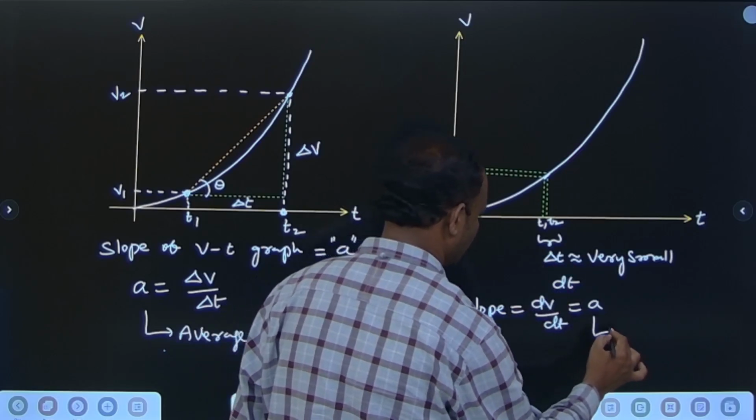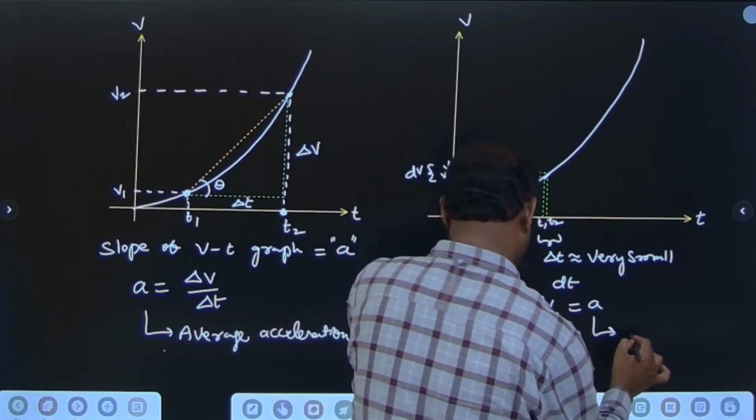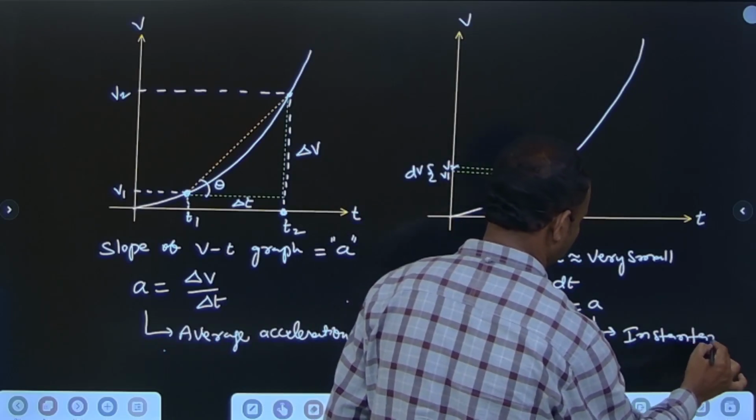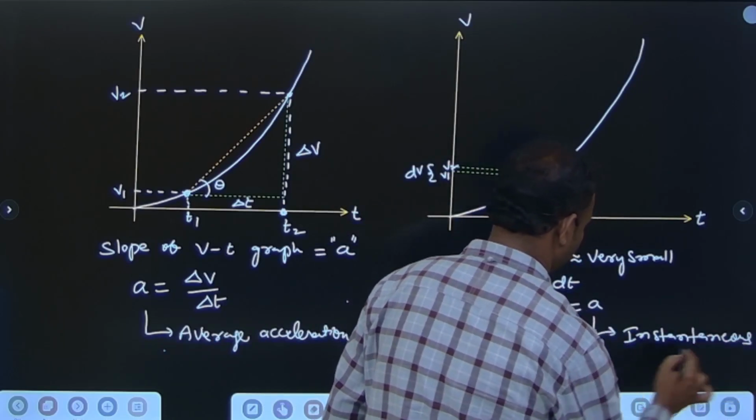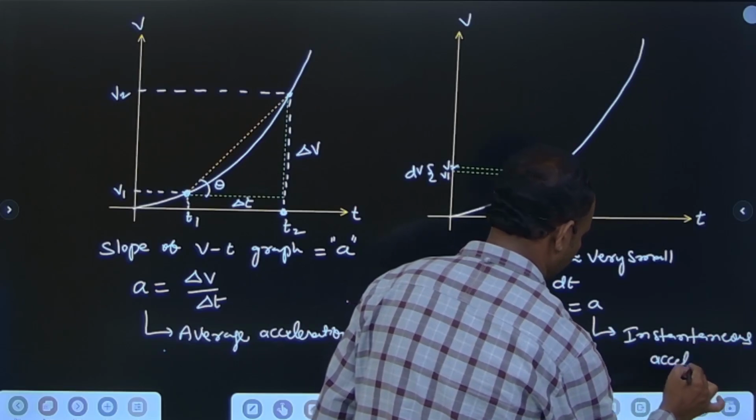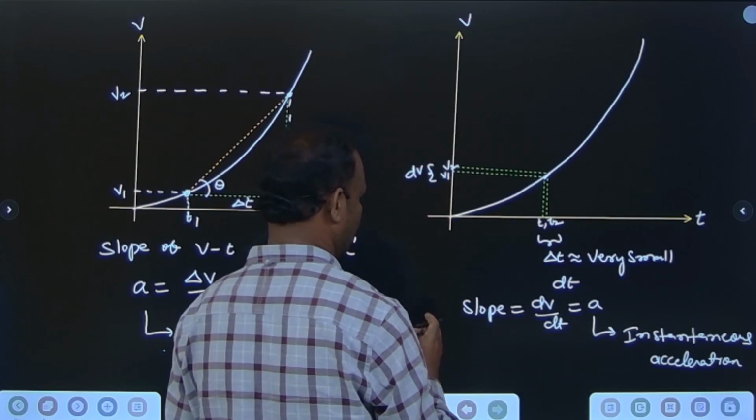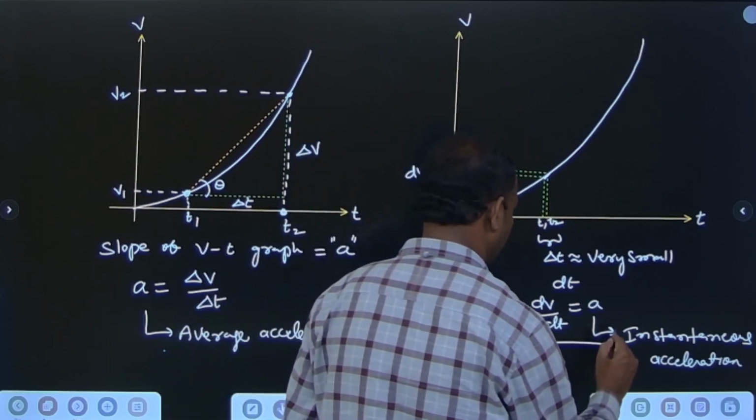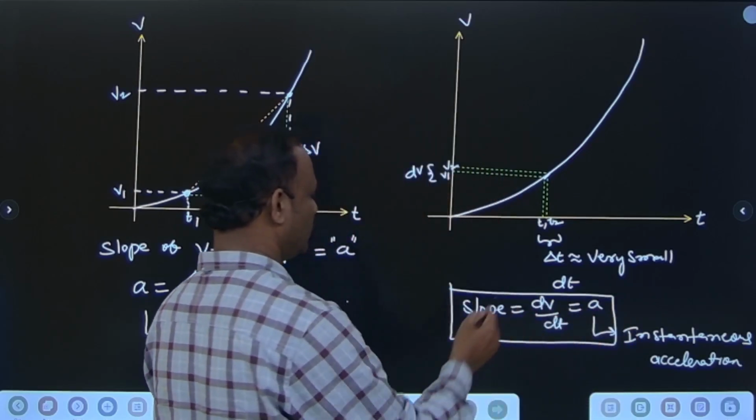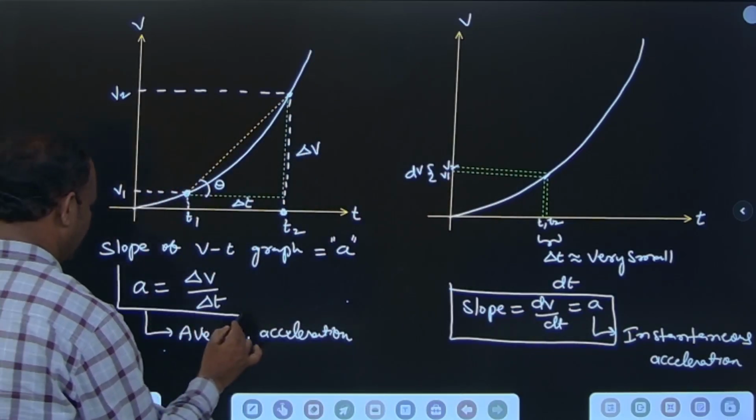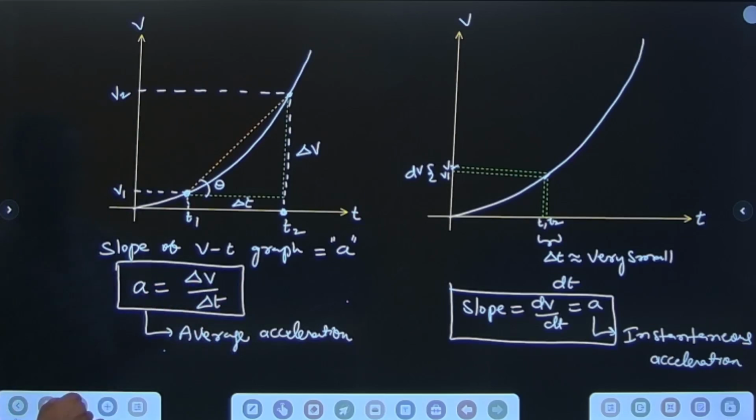This acceleration is called the instantaneous acceleration. So this is the information related to instantaneous acceleration, and this is the average acceleration. Instantaneous, and next one is about average acceleration.